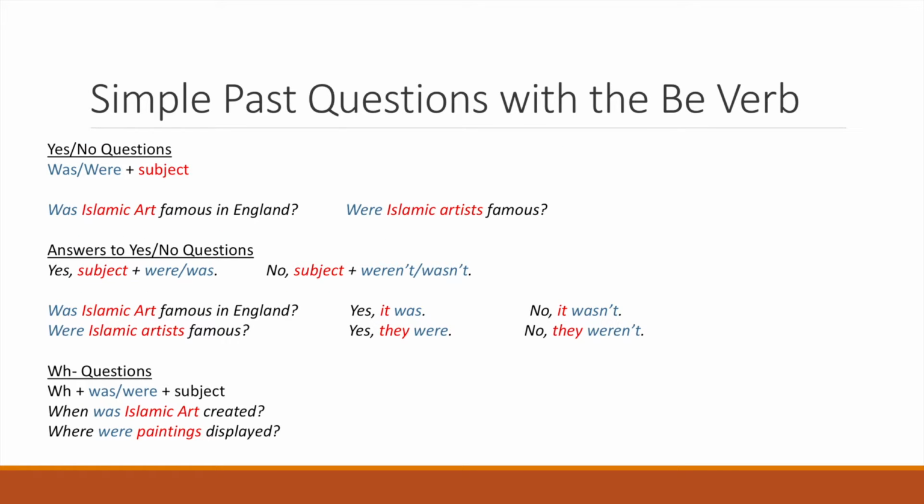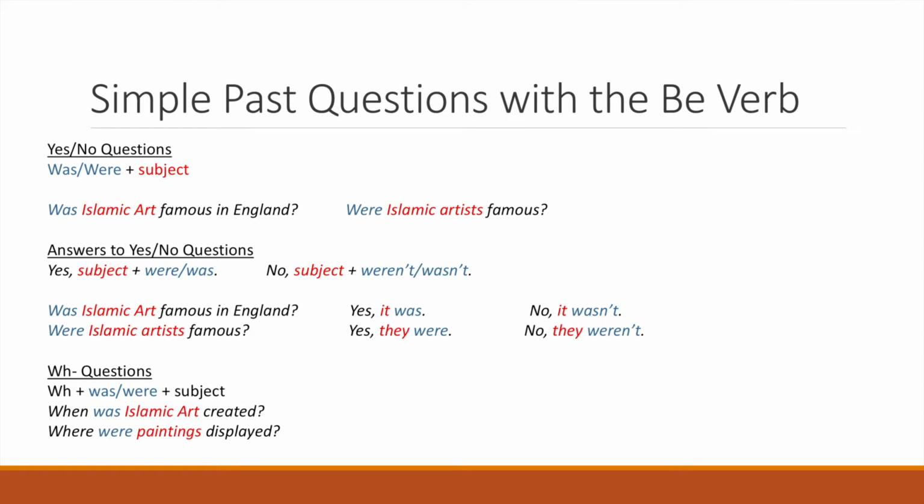So to form questions in the simple past with the be verb, you start with the verb, was or were, plus the subject. For example, was Islamic art famous in England? Were Islamic artists famous? In the first example, Islamic art, or it, therefore we use was. In the second example, we have Islamic artists, plural, so we must use were.